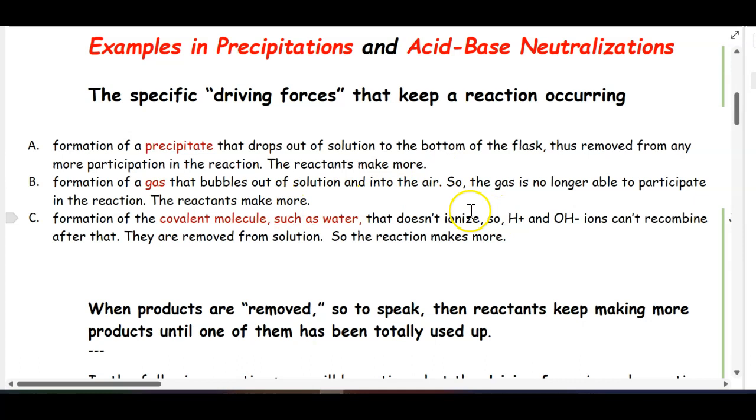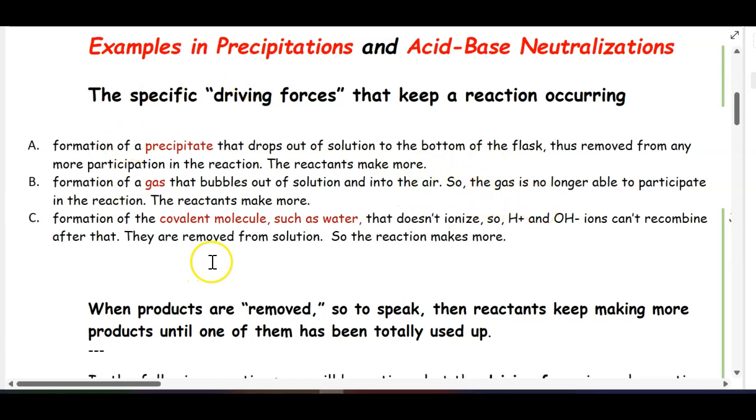A second one is if you see gas bubbles. This is something we've seen a lot of. So when gas forms, we know that means it's leaving the solution, right, and going into the atmosphere. So the gas is no longer able to participate in the reaction because it's gone out into the air. So then the reactants just make more and more. So every time you lose a product from the beaker itself, either dropping to the bottom or going up into the air, then you've got a driving force to keep the reaction happening. The reactants keep combining until there's no more.